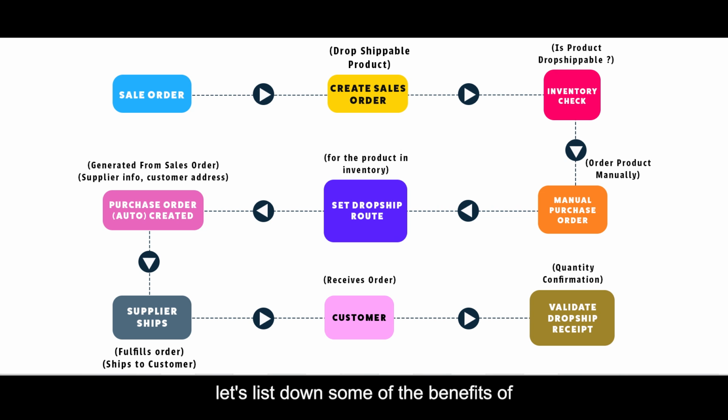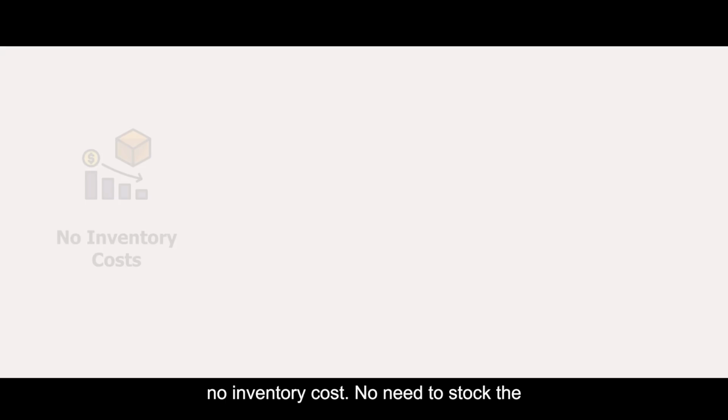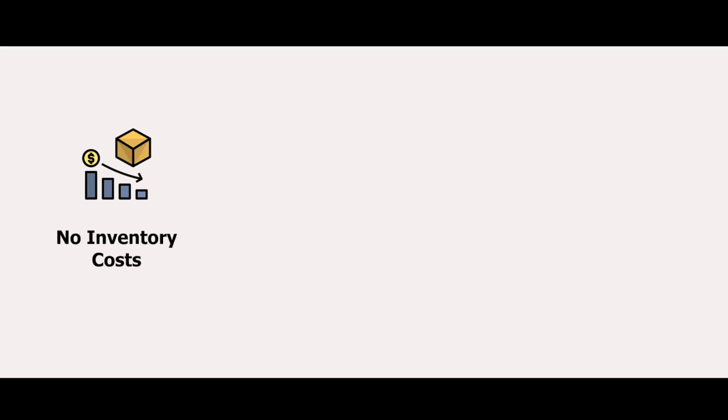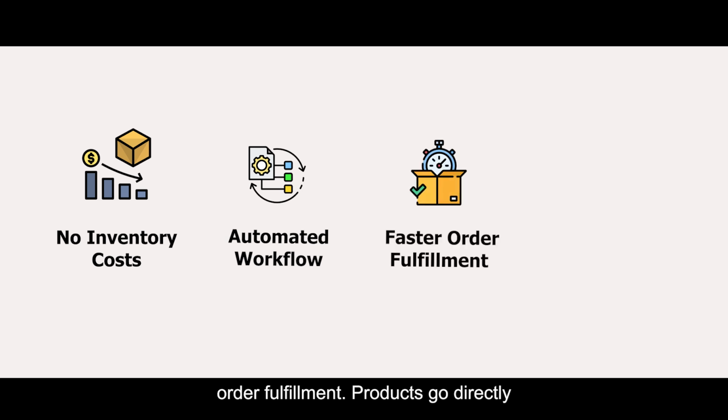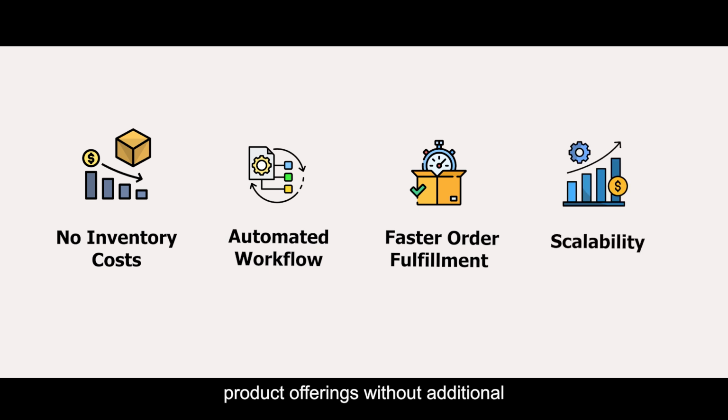Now, let's list down some of the benefits of dropshipping in Odoo 18. First one is no inventory cost, no need to stock the products. Second one is the automated workflow. Odoo links the sales order to suppliers automatically. Third one is the faster order fulfillment. Products go directly from the supplier to the customer. And the last one is the scalability. Expand product offerings without additional warehouse space.